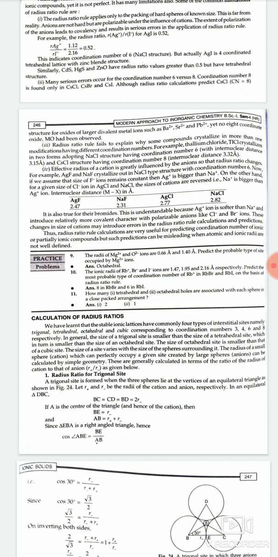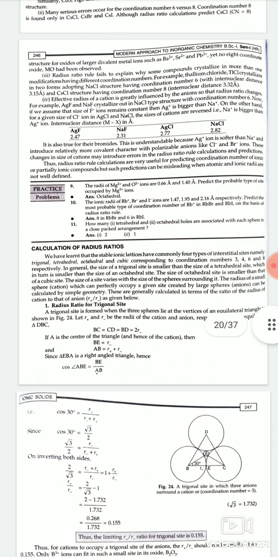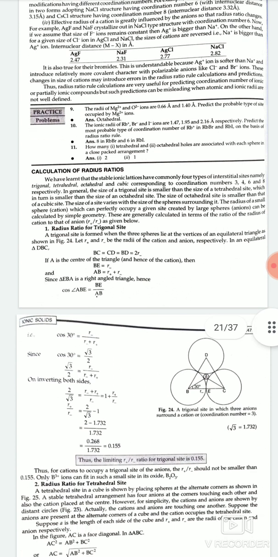Thus, radius ratio rule calculations are very useful for predicting coordination number of ionic or partially ionic compounds, but such predictions can be misleading when atomic and ionic radii are not well defined. Now, next topic is calculation of radius ratios. We have learned that the stable ionic lattice commonly has four types of interstitial sites, namely trigonal, tetrahedral, octahedral and cubic, corresponding to coordination number 3, 4, 6 and 8 respectively.